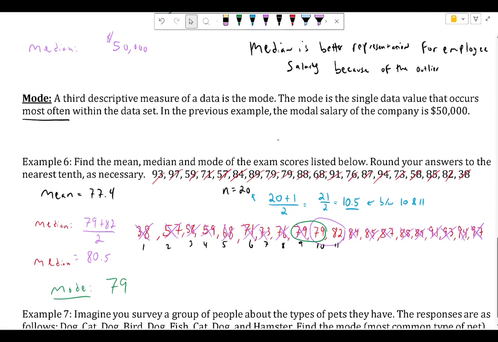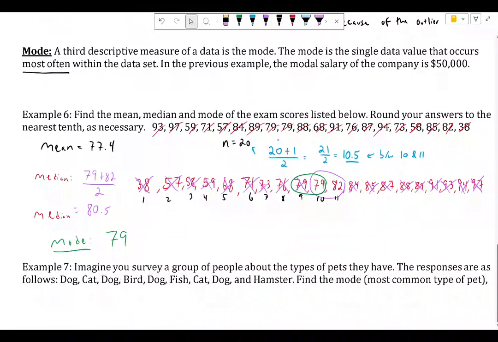All right, one last example. Imagine you survey a group of people about the types of pets they have. The responses are as follows: dog, cat, dog, bird, dog, fish, cat, dog, and hamster. Find the mode for the most common type of pet.